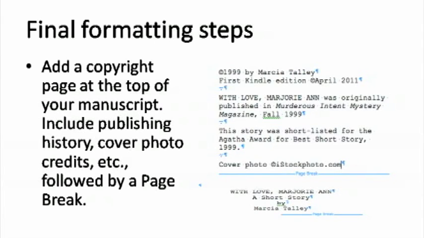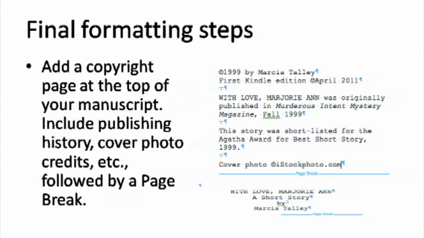And then when you get the manuscript as clean as you can, you're going to add a copyright page at the head of your document followed by a page break. You'll have your copyright of the original if it's something you're reprinting, or if it's something brand new, an original thing, you can just say first Kindle edition and put the date. You can put any information about previously published. In this case, I just said what magazine it had been published in before.